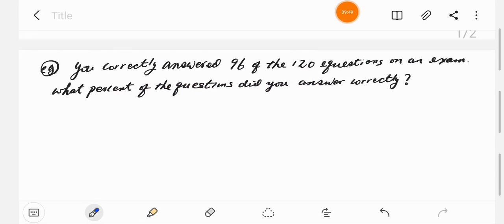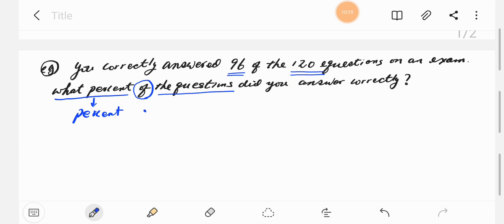Okay, here's another example. You correctly answer 96 questions out of 120 questions on an exam. What percent of the questions did you answer correctly? So look at this: 96 of 120 questions. You answered 96 questions correctly out of 120 questions, right? And the question is this one: what percent of the questions? So the what percent is the percentage, right? This is the percent.